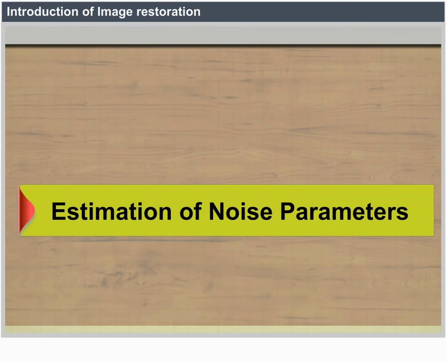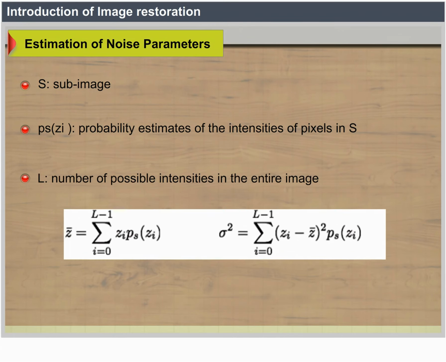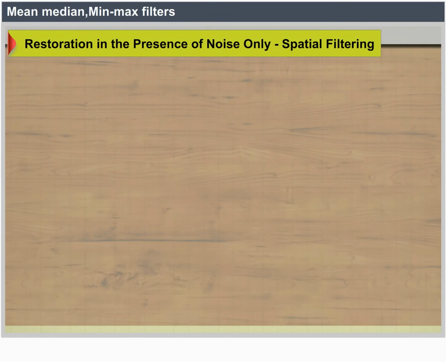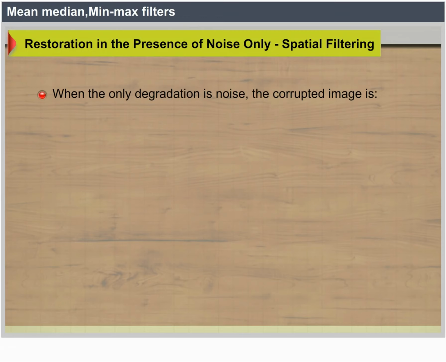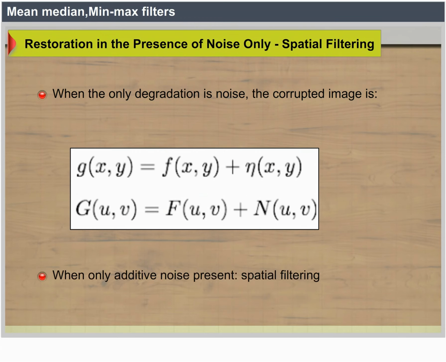Estimation of noise parameters. S is a subimage, p_S(z_i) are probability estimates of the intensities of pixels in S, and L is the number of possible intensities in the entire image. Restoration in the presence of noise only, spatial filtering. When the only degradation is noise, the corrupted image is represented by the equation shown on screen. When only additive noise is present, use spatial filtering.